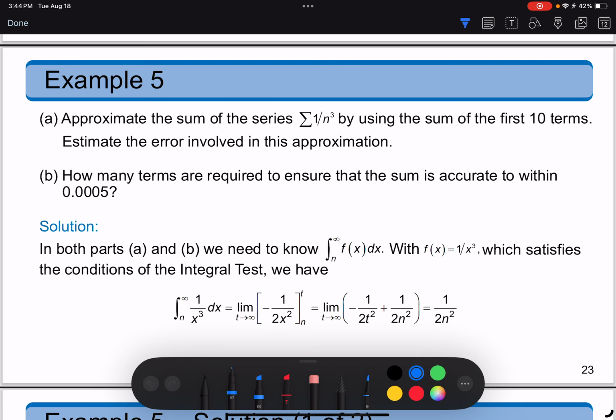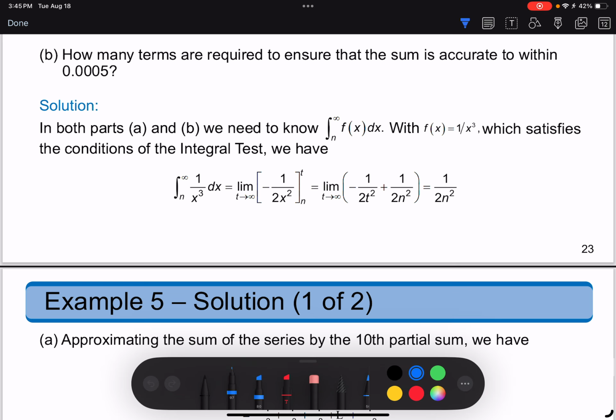So, approximate the sum of the series summation of 1 over n cubed by using the sum of the first 10 terms and estimate the error involved in this approximation. So, r sub n is the error, which is in between the integrals. And how many terms are required to ensure that the sum is accurate to within 0.0005?